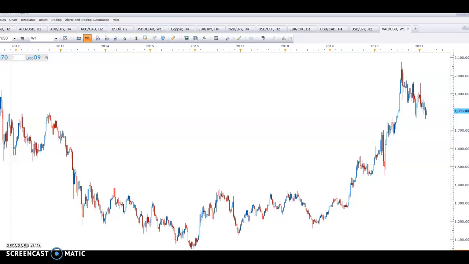That's my phone going. Awfully sorry about that, but back to the gold and support and resistance lines.